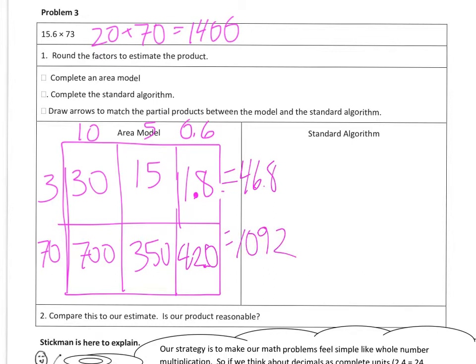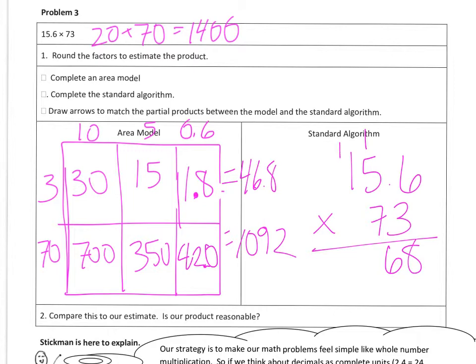All right, let's test out with our standard algorithm. 15 and 6/10, 73. 3 times 6 is 18, carry our 1. 3 times 5 is 15, plus that 1 is 16, carry another 1. 3 times 1 is 3, plus 1 is 4. And here we are down here. 7 times 6 is going to be 42, carry our 4. 7 times 5 is 35, plus 4 is 39. And we're going to carry our 3. 7 times 1 is 7, plus 3 is 10.